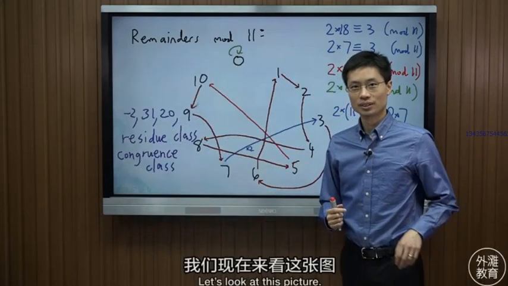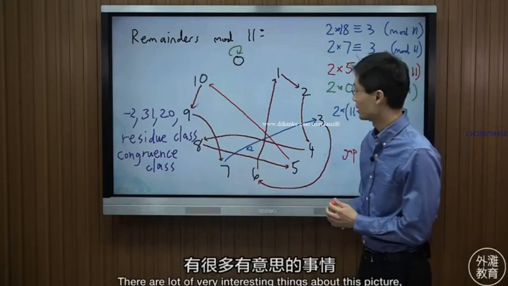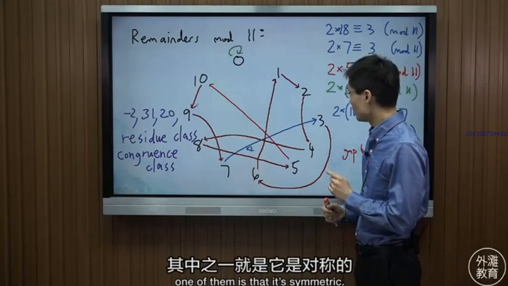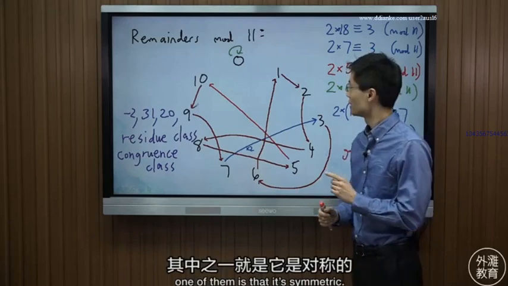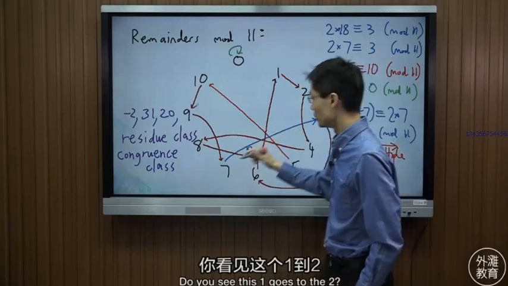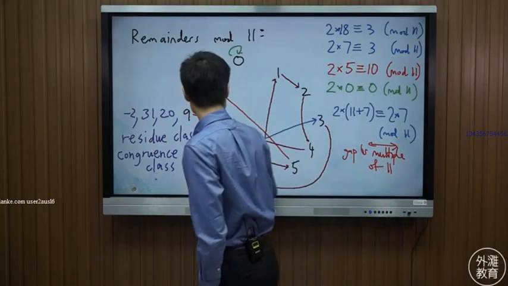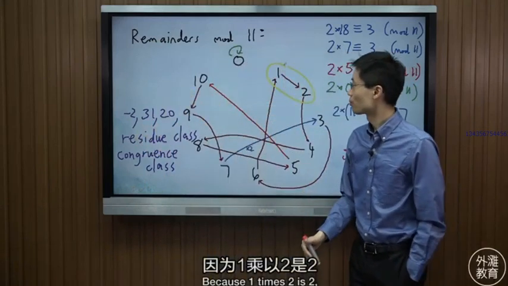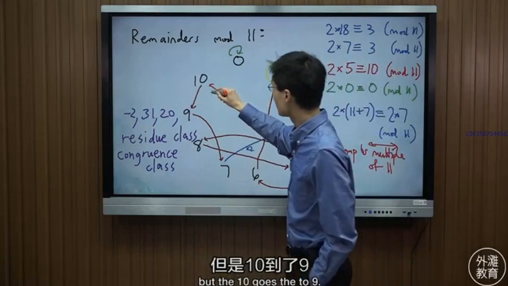Let's look at this picture. There are a lot of very interesting things about this picture. One of them is that it's symmetric. Do you see? This 1 goes to the 2, because 1 times 2 is 2. But the 10 goes to the 9.